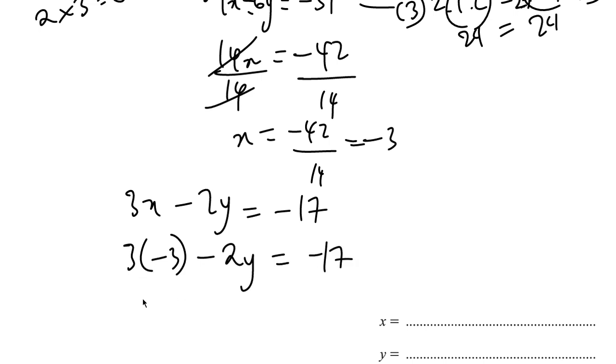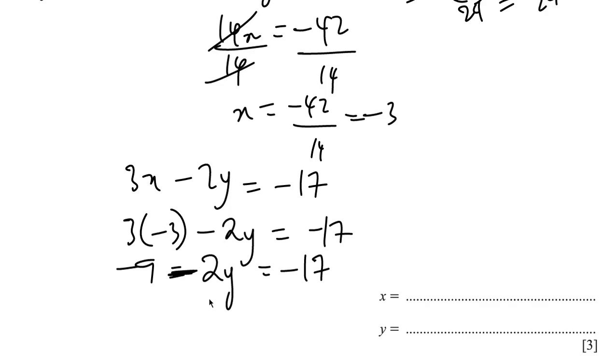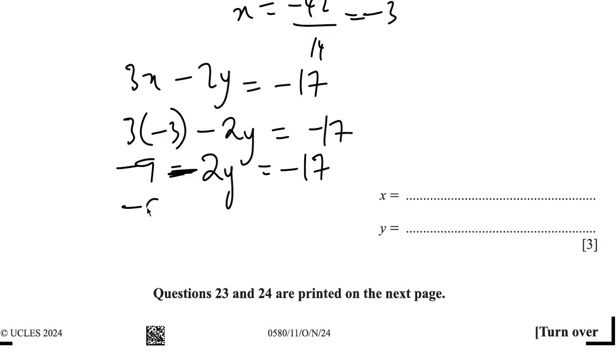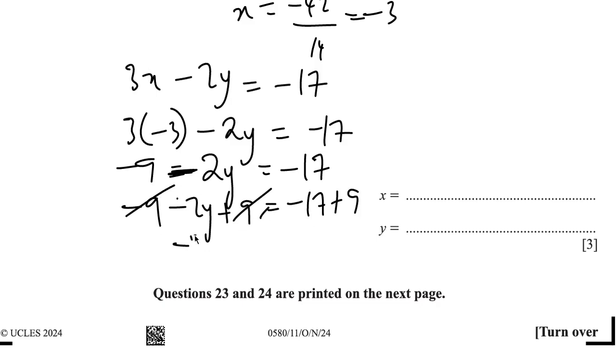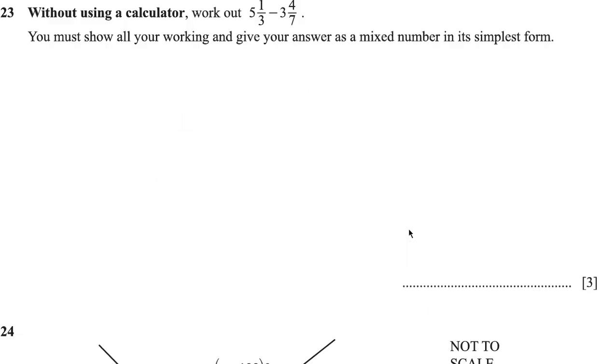3 times negative 3 is negative 9. Then negative 9 minus 2y is equal to negative 17. So we add 9 to both sides, right? Negative 2y is equal to negative 17 plus 9, which is negative 8. Then dividing through by negative 2, a negative divided by a negative is a positive, and 8 divided by 2 is 4. So that implies that x is negative 3 and y is 4, right?